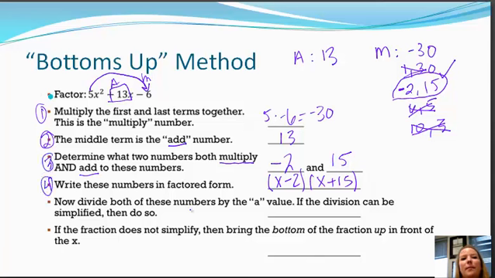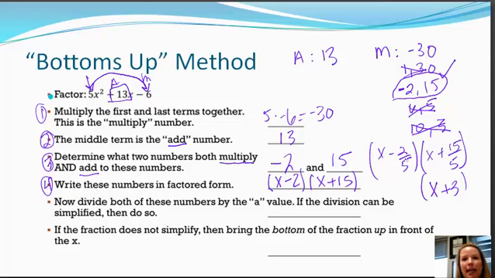Alright, this was our third step and this was our fourth step. Now we're going to divide both of these numbers by the a value. Our a value, remember, is right here because it's a, b, c. So if I have x minus 2, I'm going to divide that by 5. Then I have x plus 15, and I'm going to divide that by 5. In this case, 15 divided by 5 comes out to be 3. So we're done there.